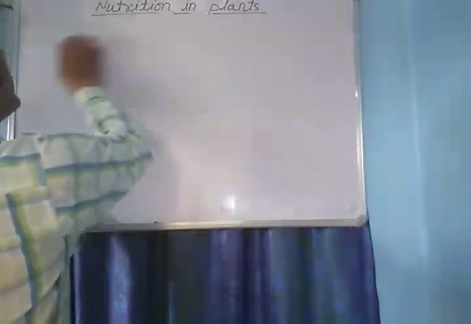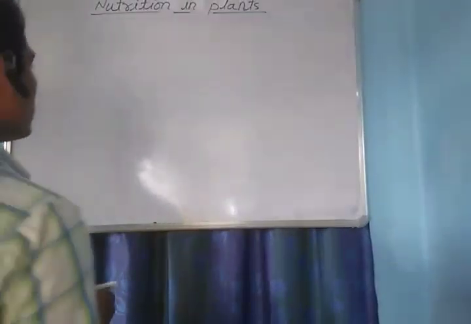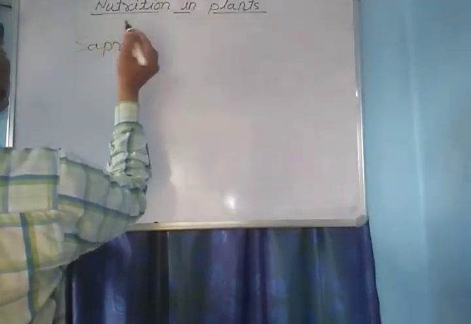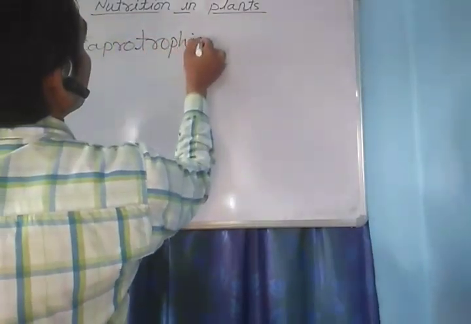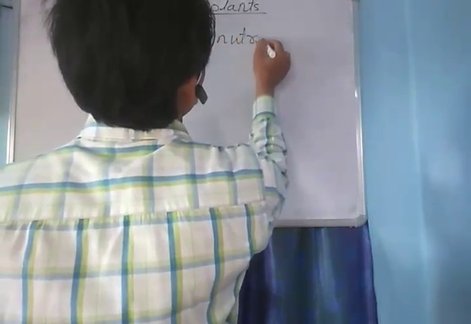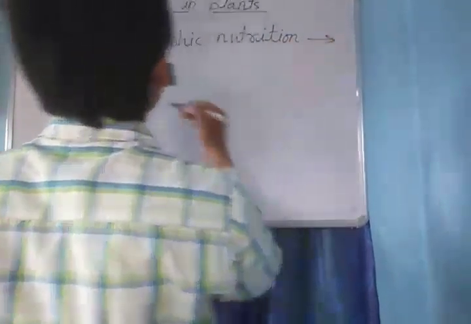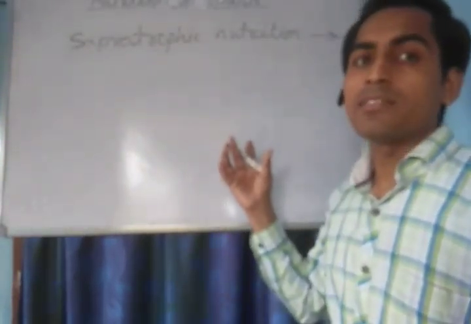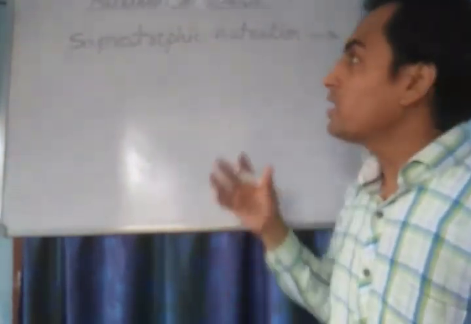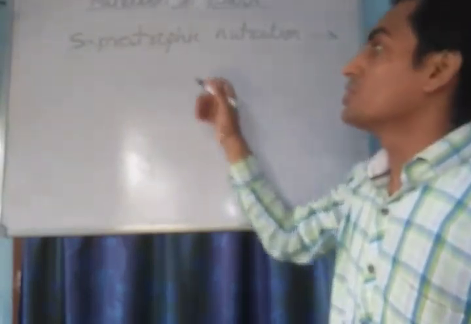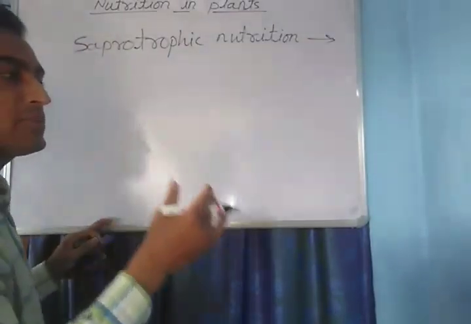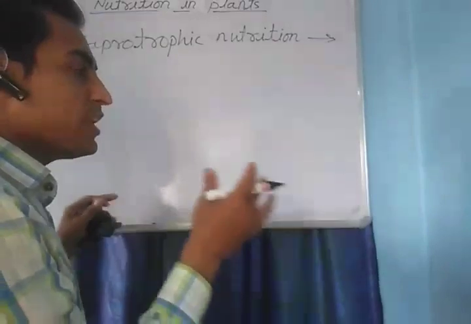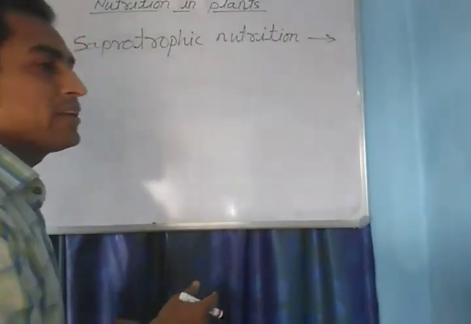Come to the next mode of nutrition, saprotrophic nutrition. This is a very different type of nutrition, as the organisms which depend on dead and decaying matter for their food are known as saprotrophs, and this type of nutrition is known as saprotrophic nutrition. It helps in removing waste organic materials present on the earth and mixes the nutrients in the soil.